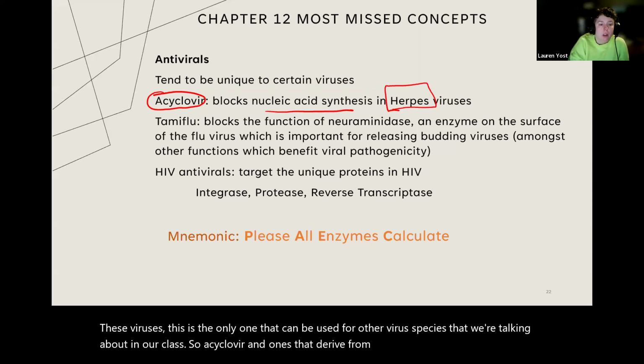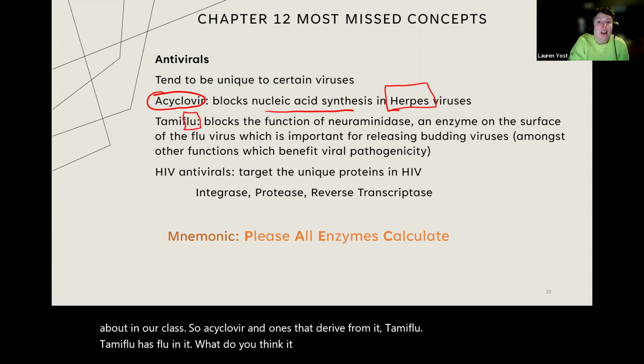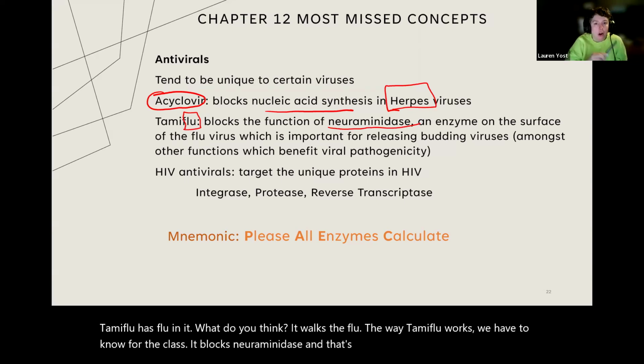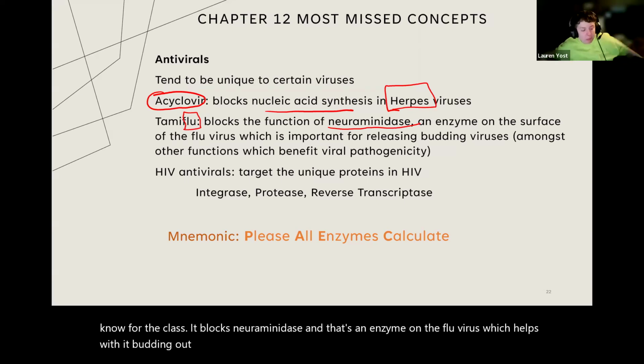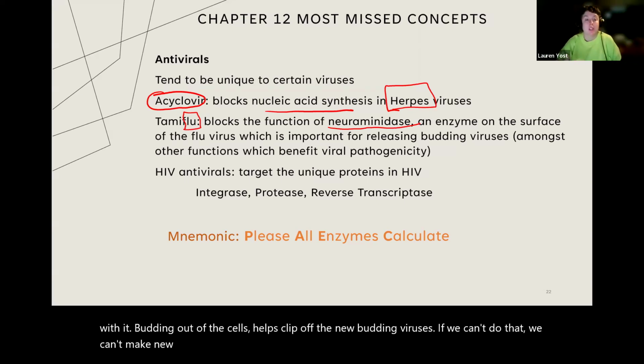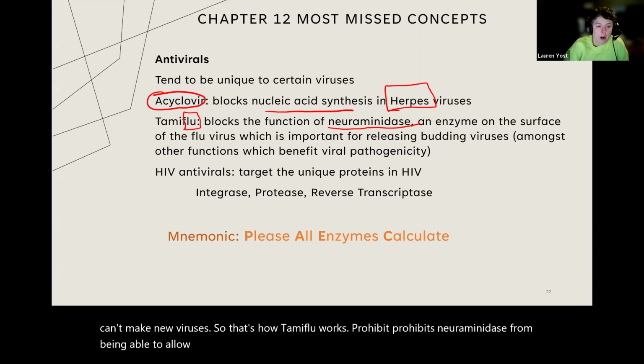Tamiflu. Tamiflu has flu in it. What do you think it blocks? The flu. The way Tamiflu works, we have to know for the class. It blocks neuraminidase, and that's an enzyme on the flu virus, which helps with it budding out of the cells. It helps clip off the new budding viruses. If we can't do that, we can't make new viruses. So that's how Tamiflu works. It prohibits neuraminidase from being able to allow new viruses to bud out.